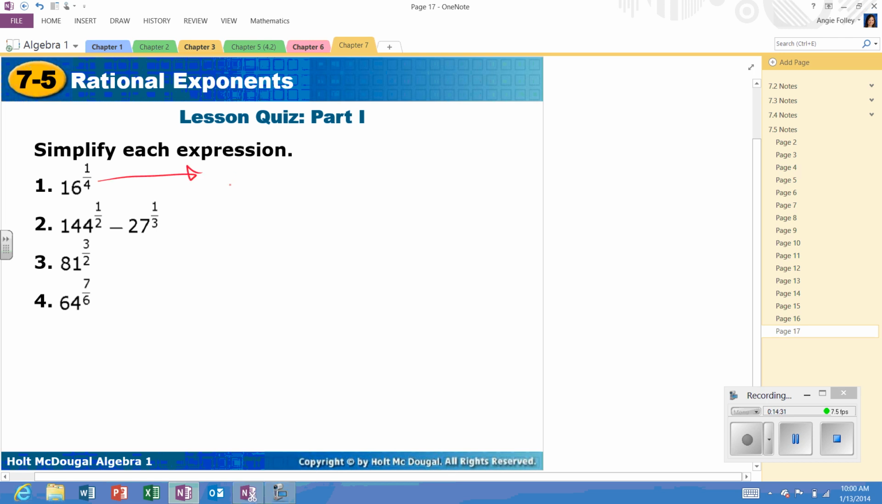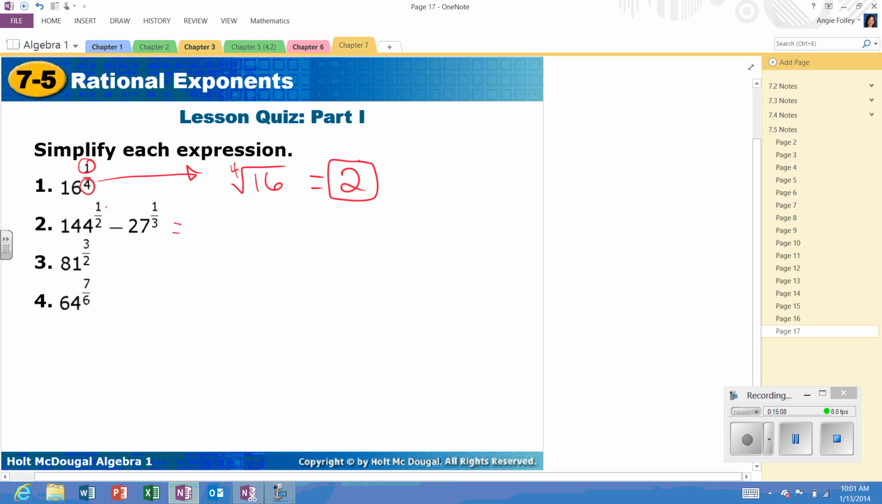Okay, so we're going to rewrite this as the 4th root of 16, because remember the denominator becomes the index and the numerator becomes what's inside, or to the first, it doesn't matter. Let me erase those little things because we don't need them. So the 4th root of 16, what number times itself 4 times equals 16? Well, 1 doesn't equal that, so let's try 2. 2 times 2 is 4, times another 2 is 8, times another 2 is 16. So the answer is 2.